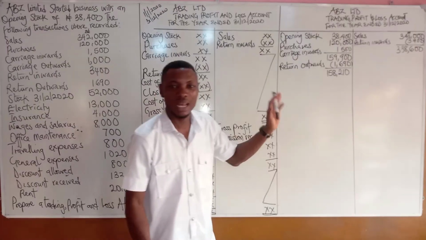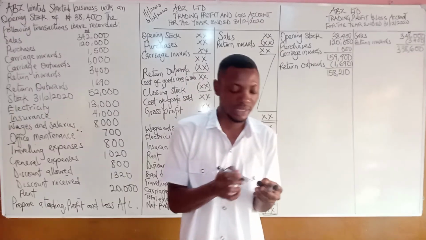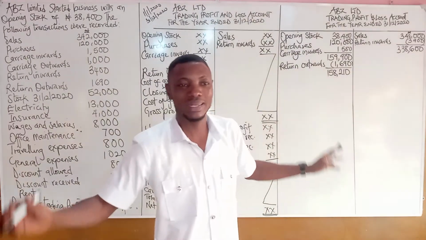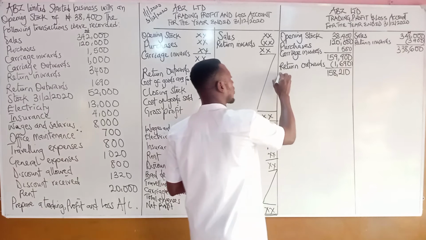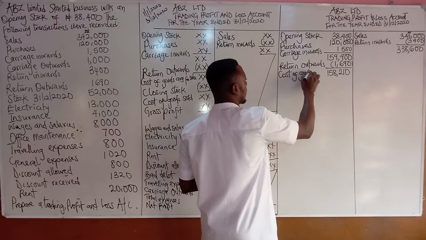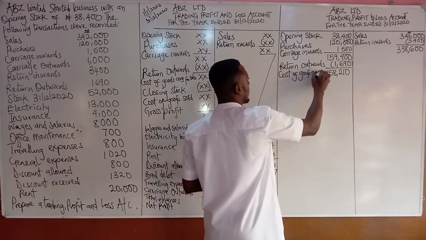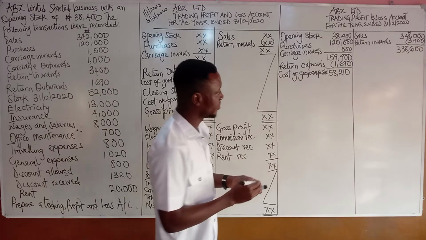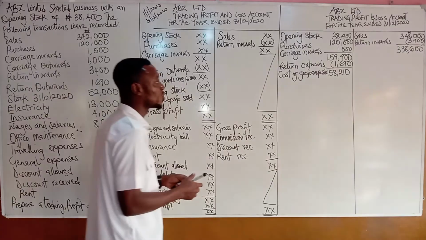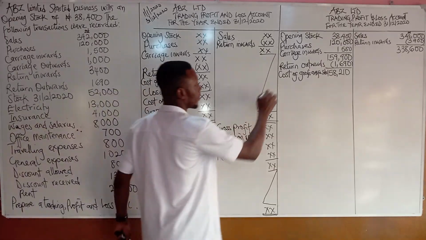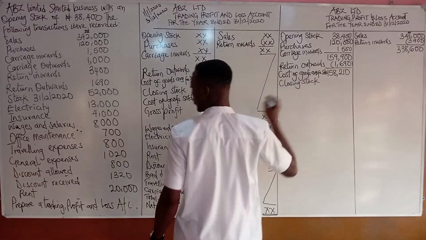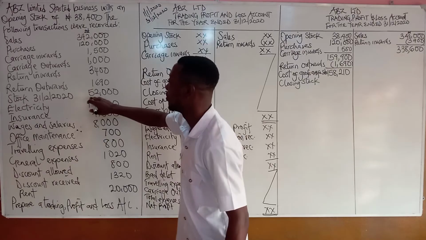Now this becomes what? Cost of goods available for sale, meaning that this is the amount, value of goods that the business has that they can sell over the annual year. So cost of goods available for sale. Sorry for the writing because of space. Cost of goods available for sale. The next thing is to less what? Closing stock. Now we look for our closing stock. We have closing stock here, 52,000.